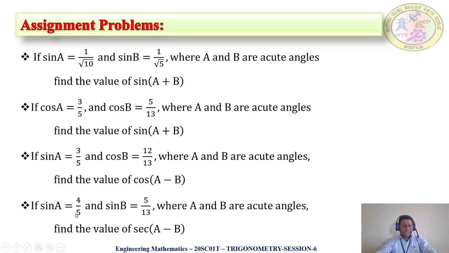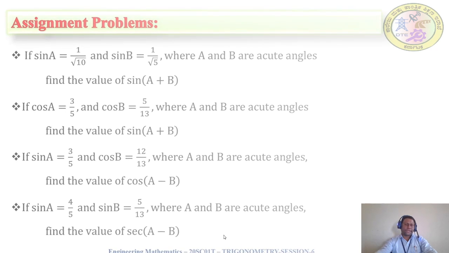Another one is the same thing. They have given sin A, sin B. We need to find cos A, cos B by using the same formulas. Then we need to find secant of A minus B, and we don't have any formula for secant of A minus B. But secant of A minus B can be written as 1 by cos of A minus B, and we have a formula for cos of A minus B. First find cos of A minus B, then substitute in secant of A minus B equal to 1 by cos of A minus B. Then you get the answer for this one.